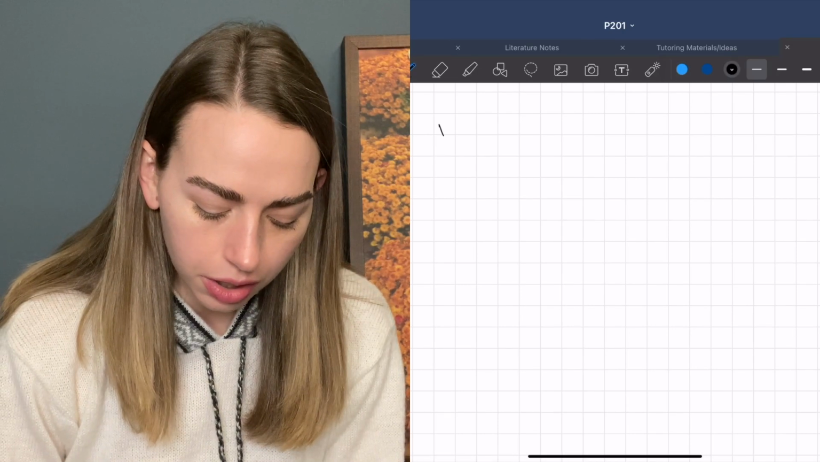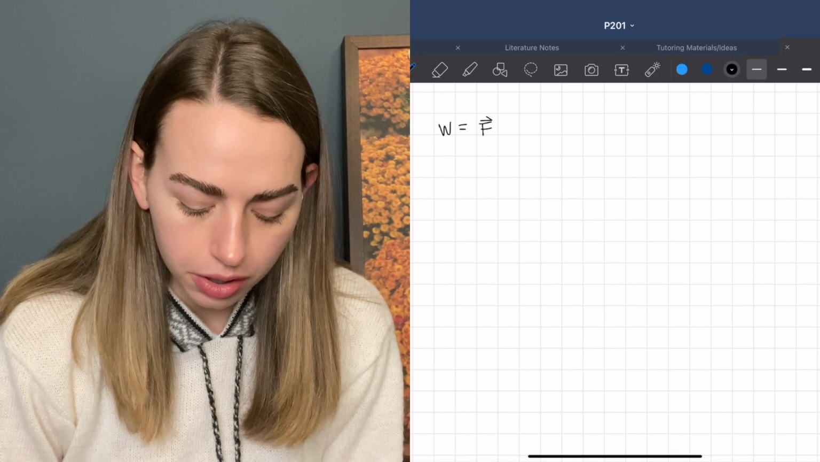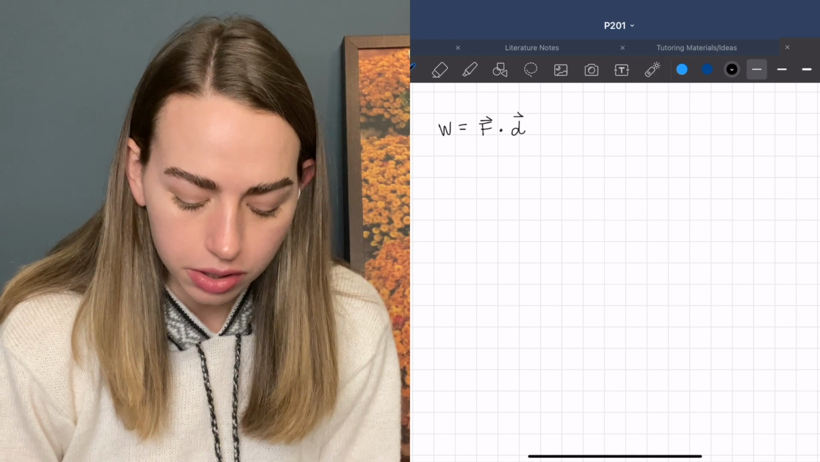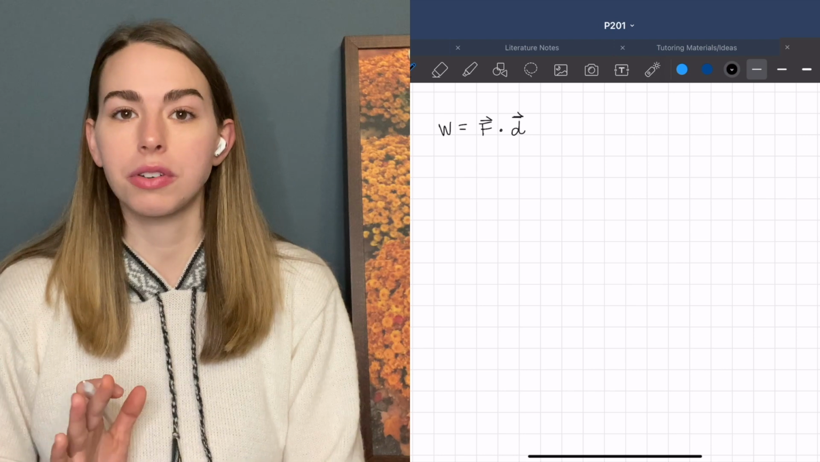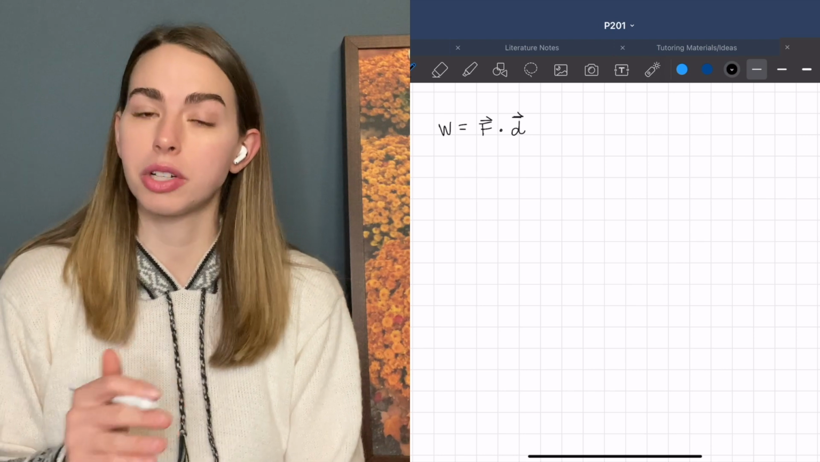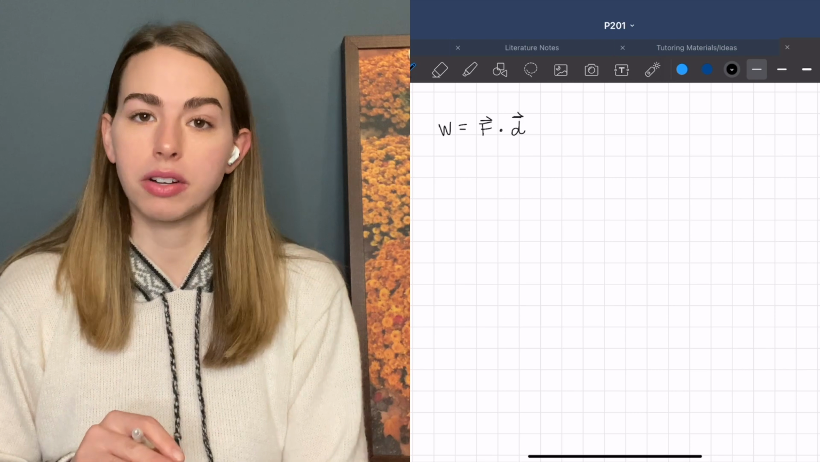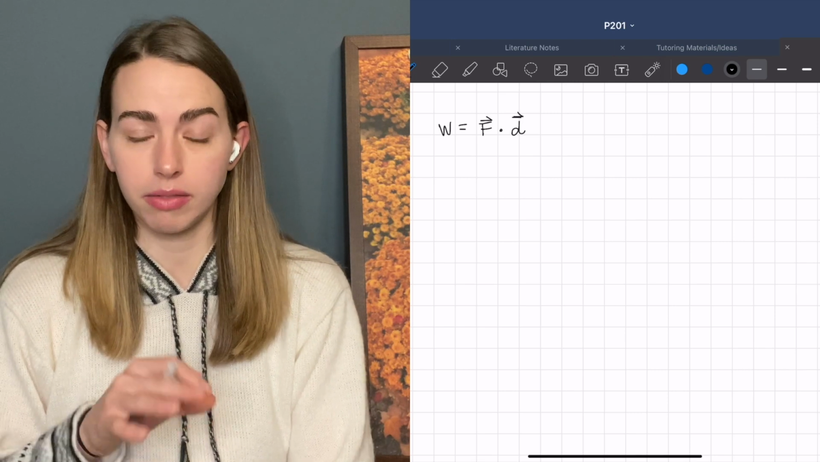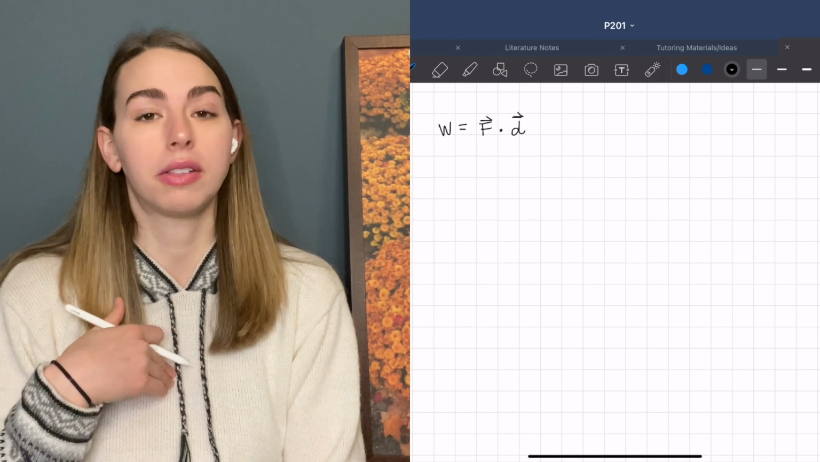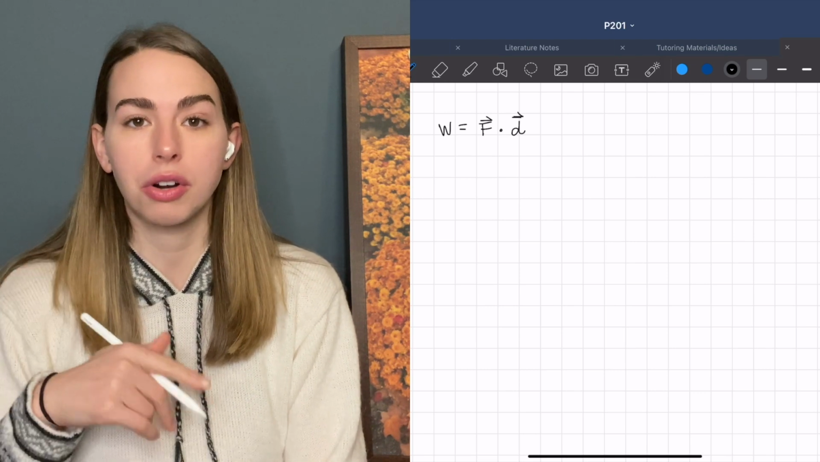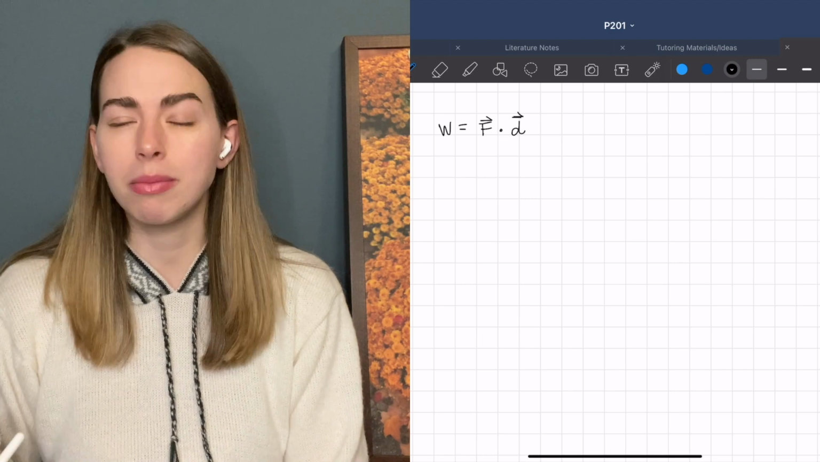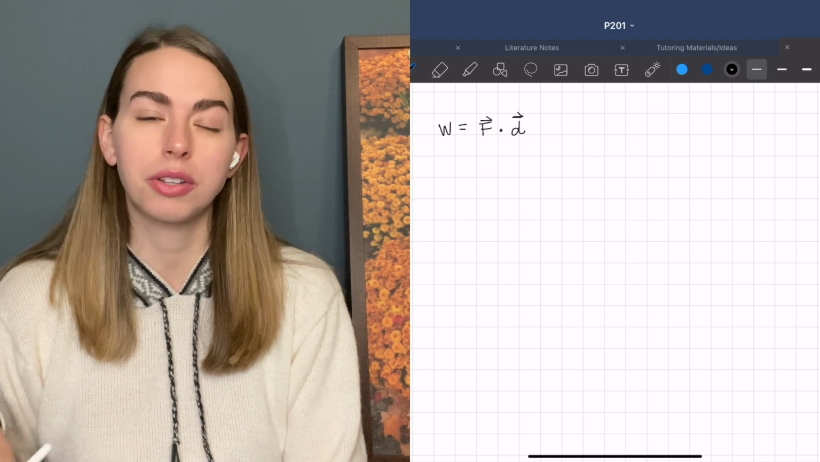Let's go through the equation for work. So work is defined as the force times the distance over which an object is traveling. Now, this is the first time that you guys are coming to two vectors being multiplied by each other, and vector multiplication is different than regular multiplication because we have to take into account these directions. So there's actually two types of vector multiplication. There's the cross product and the dot product.